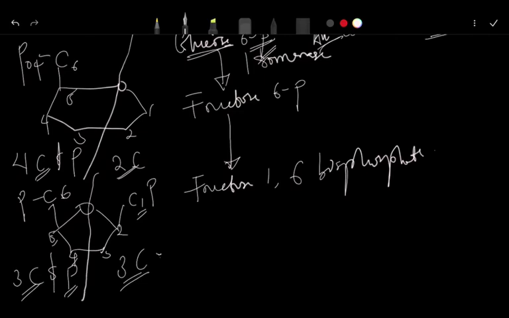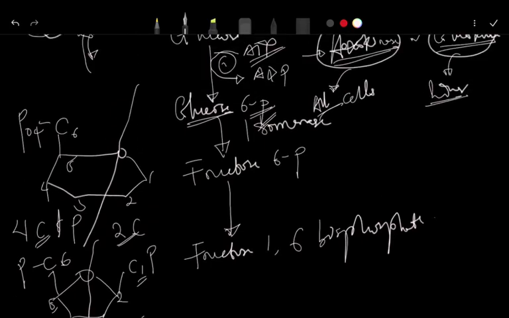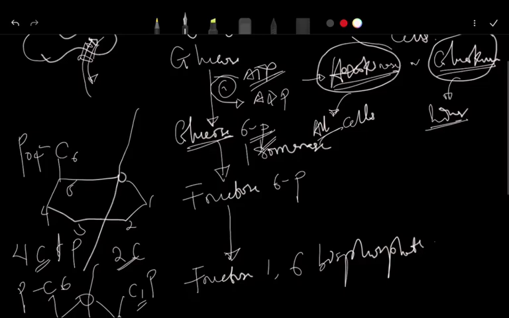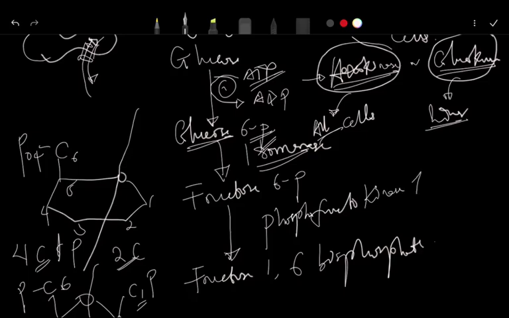But before we split, let's put in our enzyme. The enzyme for step 1 again is hexokinase or glucokinase. The enzyme for step 2 is isomerase enzyme. The enzyme for step 3 is what we call phosphofructokinase 1. Phosphofructokinase 1, in short, it is called PFK1.